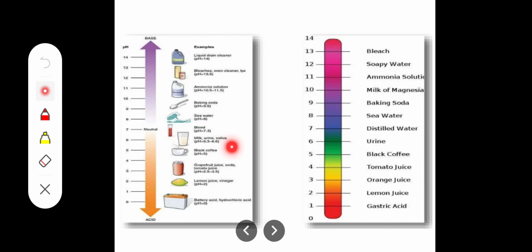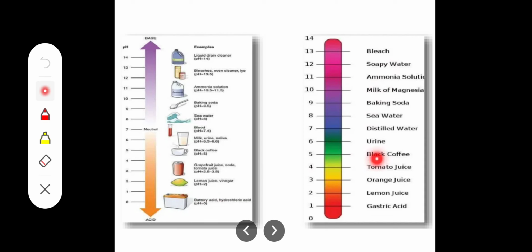Coming to milk, urine and saliva, they have 6.3 to 6.6 pH, whereas black coffee has 5 pH. When we come to grapefruit juice or soda and tomato juice, they have 2.5 to 3.5 pH, lemon juice and vinegar have 2 pH, and battery acid and hydrochloric acid have 0 pH, which means strong acid, right?